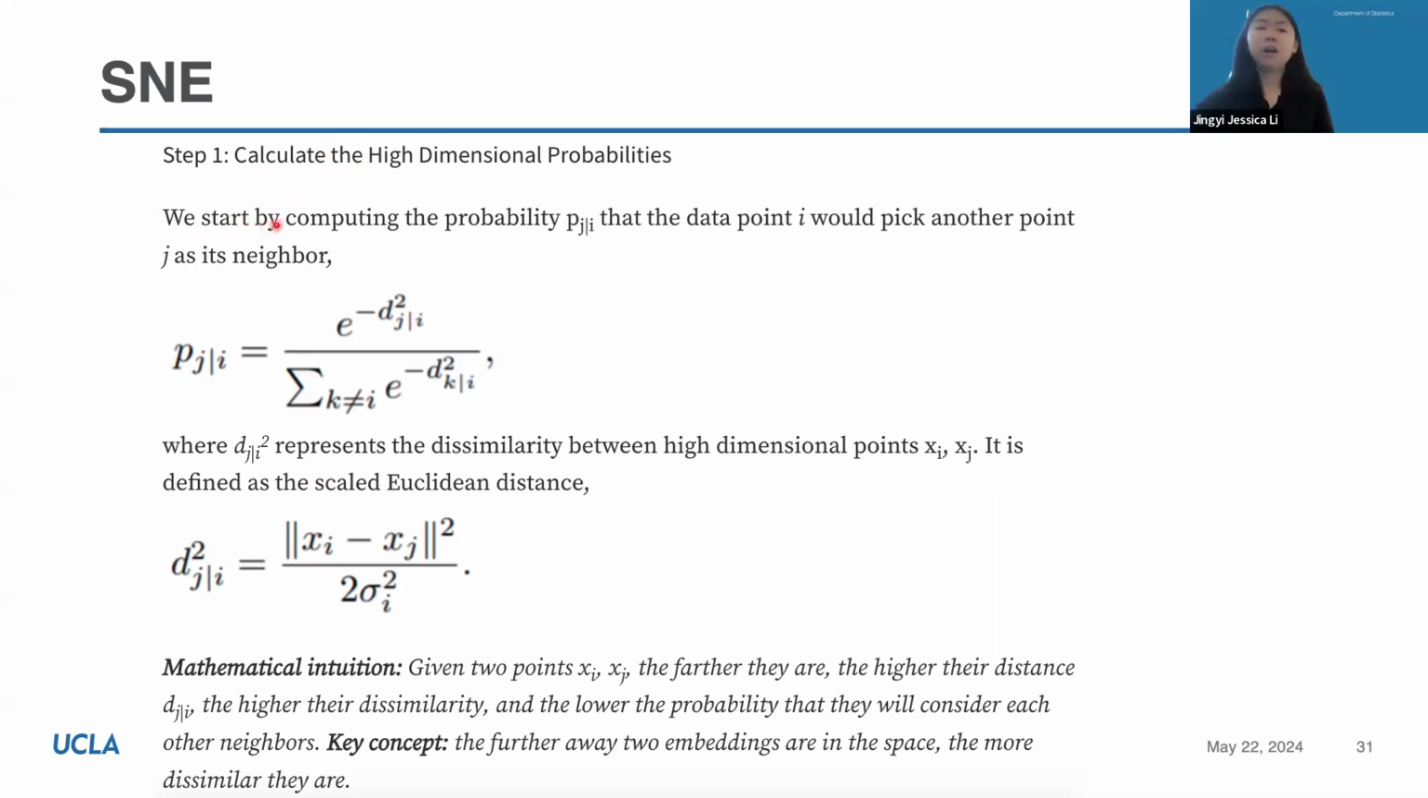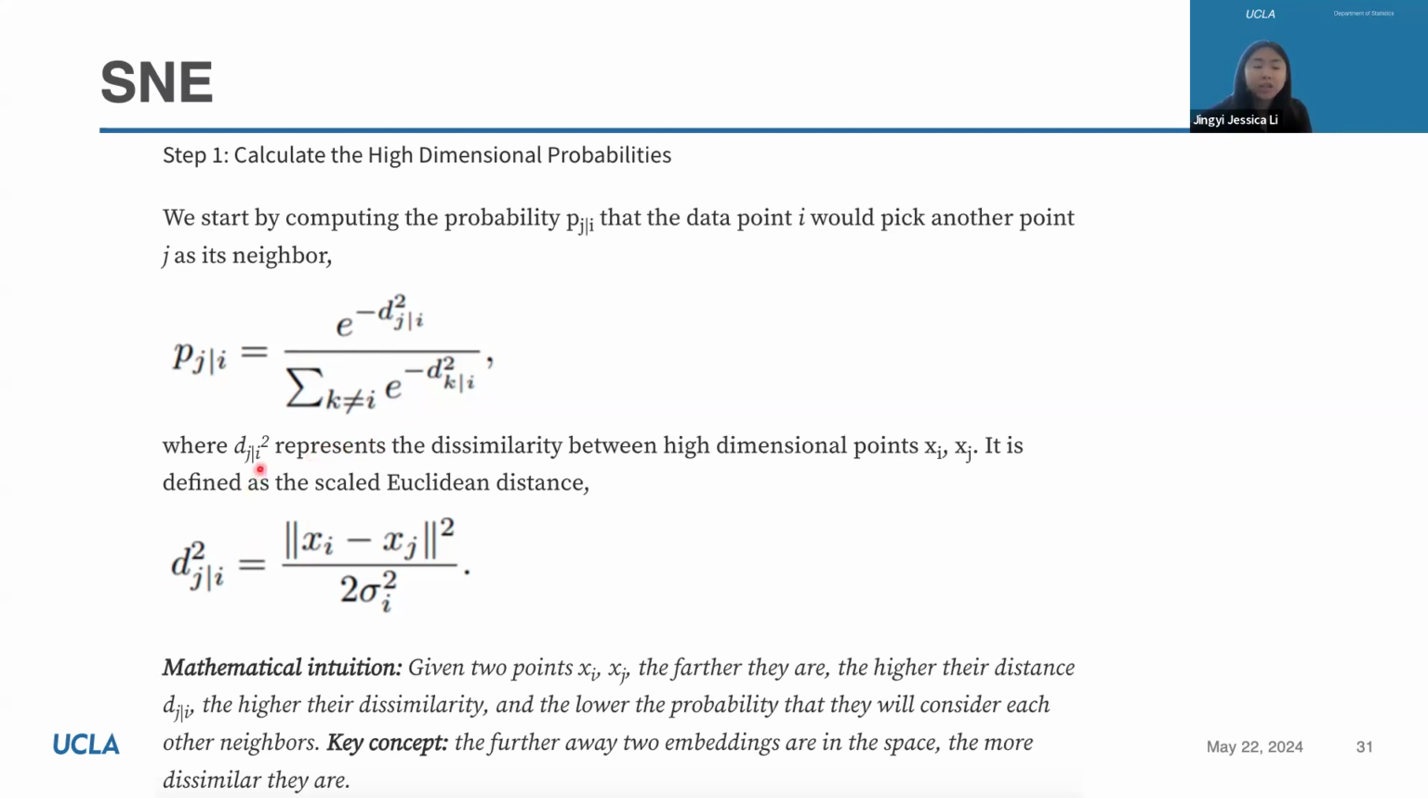So what it does is that we start by computing the probability P(j|i) that the data point i would pick another point j as its neighbor. Just defined in this way. We take the Euclidean distances between i and j, we square it, take the negative sign, and put it into an exponential function. This is very similar to the Gaussian density or Gaussian kernel. You convert the distance to a Gaussian density value. So the larger the distance, the smaller the value. The smaller the distance, the larger the value, but the value is always positive. And you normalize the value by summing over all the other j's, excluding i, so that if you sum P(j|i) over j, it will be equal to 1 because of the normalization.